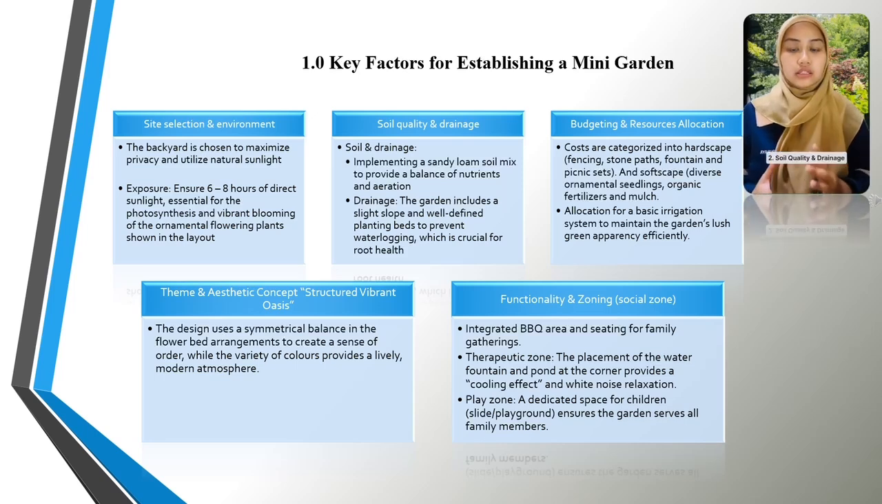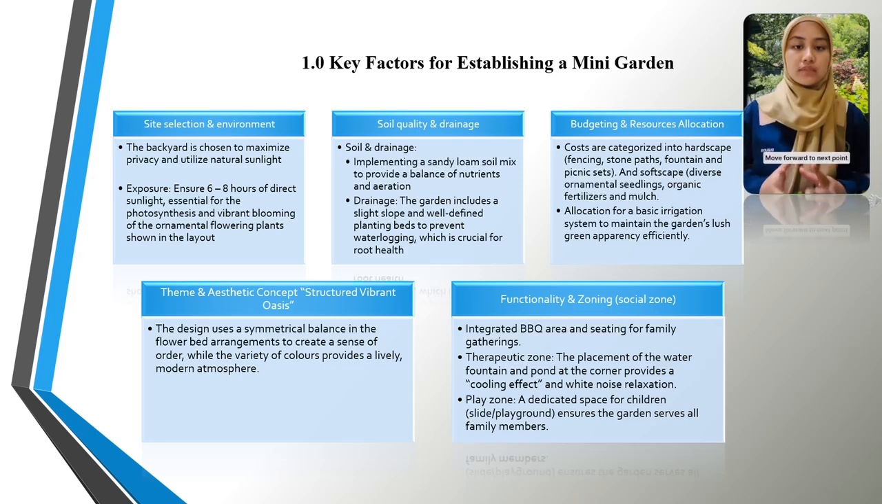Second is soil quality and drainage. We look at soil quality and drainage, which are the foundation of plant health. I am implementing a sandy loam soil to provide the perfect balance of essential nutrients and aeration. Drainage: to prevent root health issues, the design includes a slight slope and well-defined planting beds and plant containers. This prevents waterlogging, which is a common cause of plant failure.